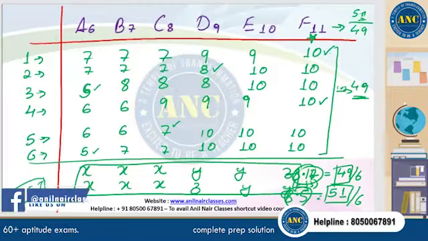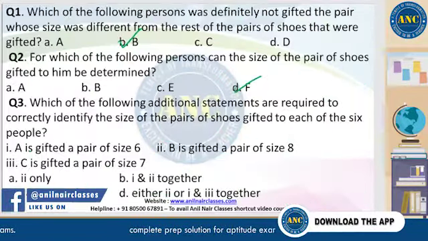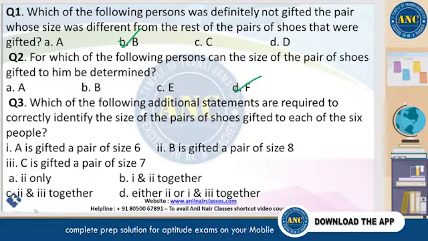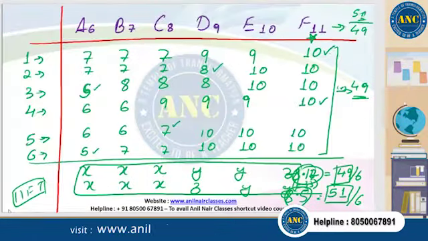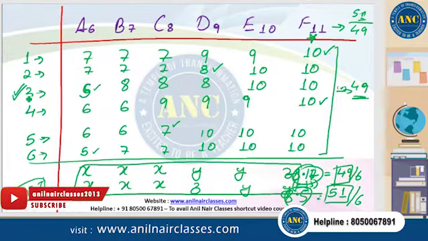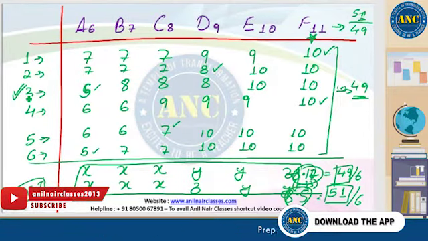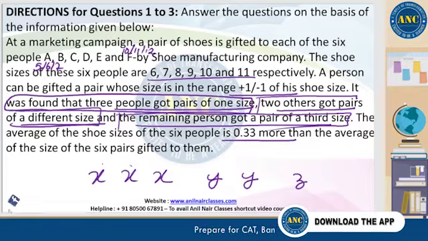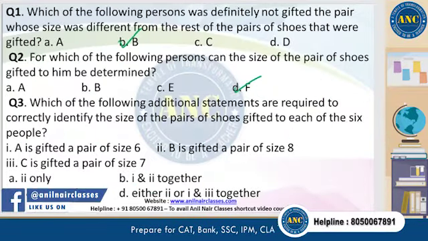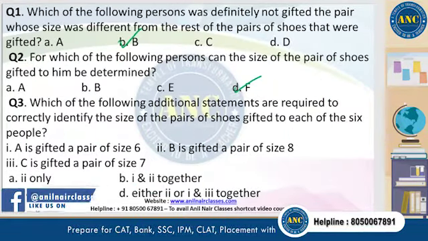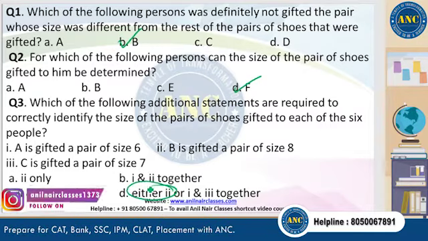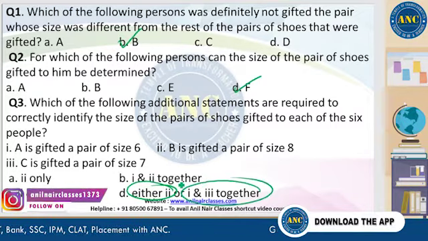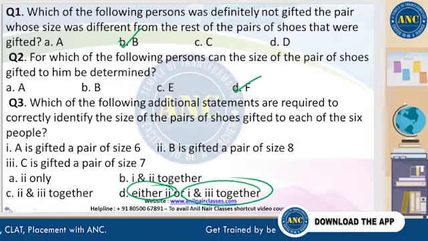So if I take statement 2, what does statement 2 say? Statement 2 says B is gifted size number 8. If B is gifted size number 8, there's just one case for us. Beautiful, right? We've got the answer. But then there's an answer option which says either 2 alone or 1 and 3 together. Now we'll have to check 1 and 3 together as well.